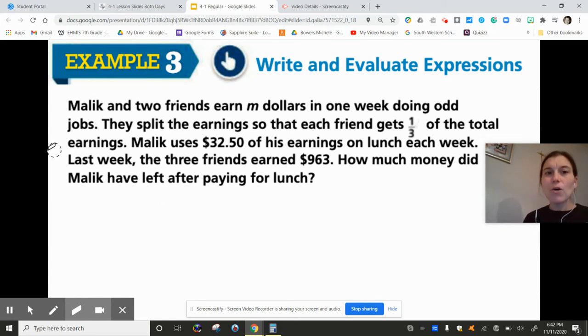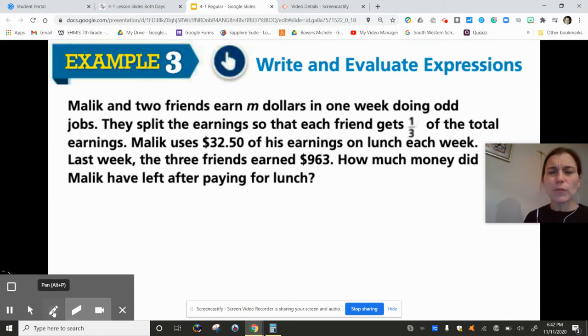Malik uses $32 of his earnings each week on lunch. So he gets 1/3 of it, and then from that third, he's spending some of that money on lunch. Last week, he and his friends earned a collective amount of $963. How much money will he have left after paying for his lunch?